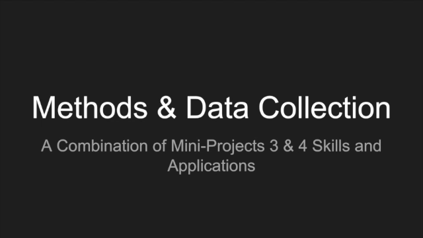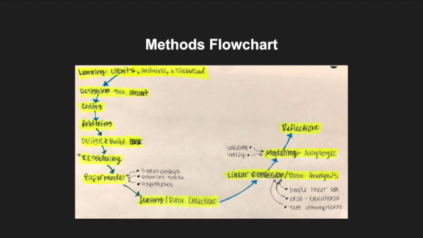For methods and data collection, we had to combine a series of skills and applications from mini projects 3 and 4 to collect data from 5 separate locations, create a hypothesis around relationships of interest, analyze data, and model it in AnyLogic. Here's an overview of our methods.